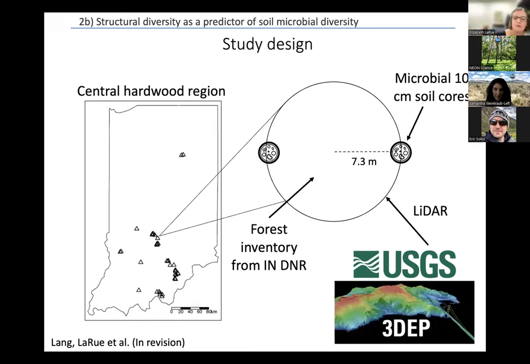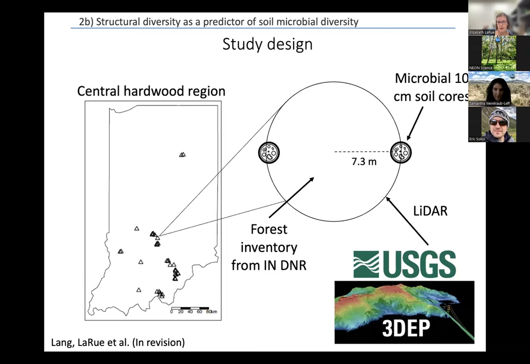So to test the prediction for our hypothesis, we had data from the central hardwood region in the Midwest, and we had 38 plots where we obtained forest inventory data from the Indiana DNR. And they sample the trees over a certain size in a 7 meter radius circle. And from that, our Indiana DNR collaborator collected soil cores for us on the east and west side of the plot, which were homogenized and sent back to Stephanie Kivlin's lab for analysis of the microbial community, and to Rich Phillips' lab at IU for analysis of soil nutrients and pH.